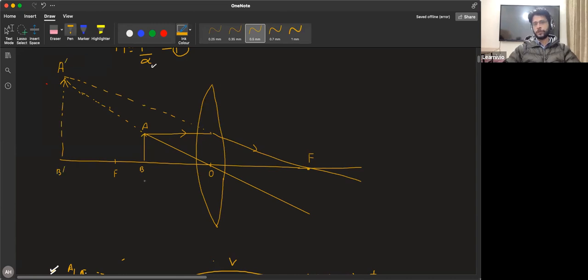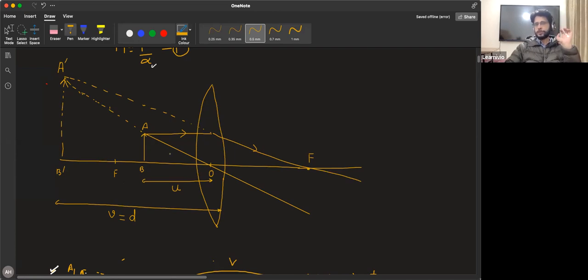This separation between the object and the optical center is the object distance. This separation between the optical center and the image is the image distance, which is equal to D. This is our condition. We'll set our object in a way that the image is formed at the least distance of distinct vision, at D distance.